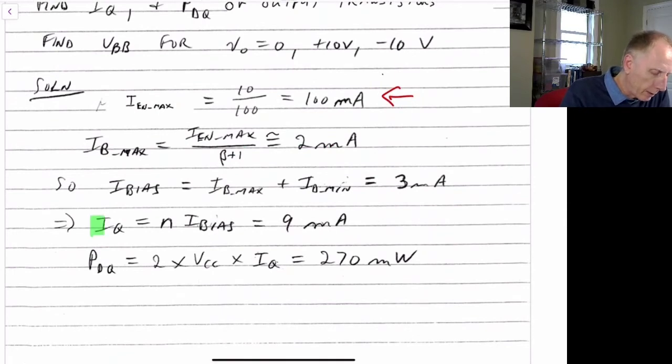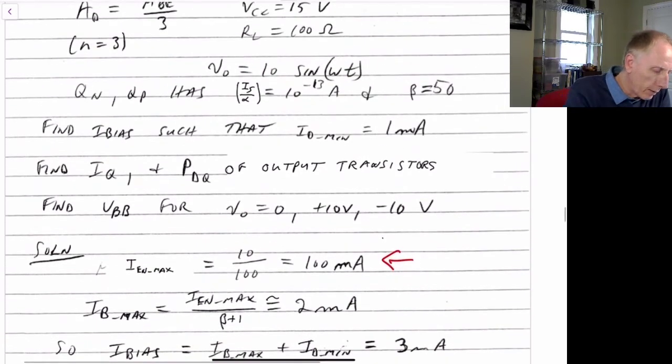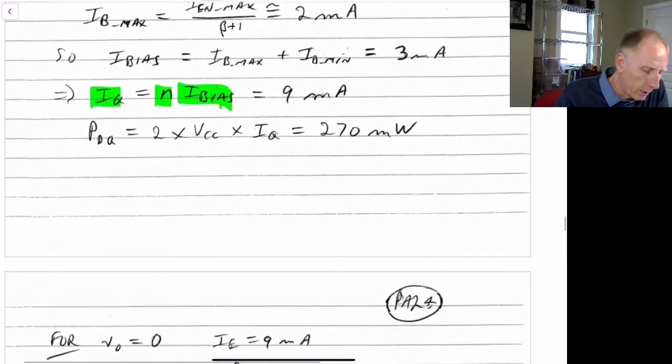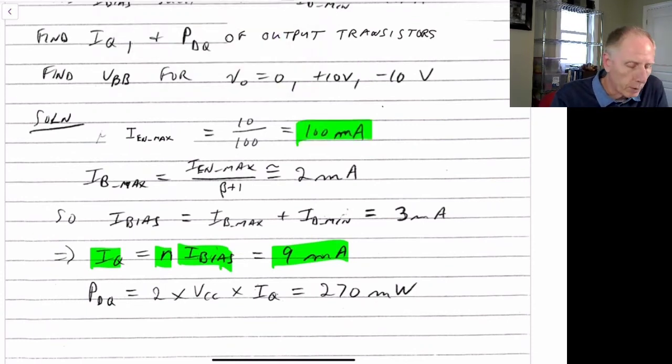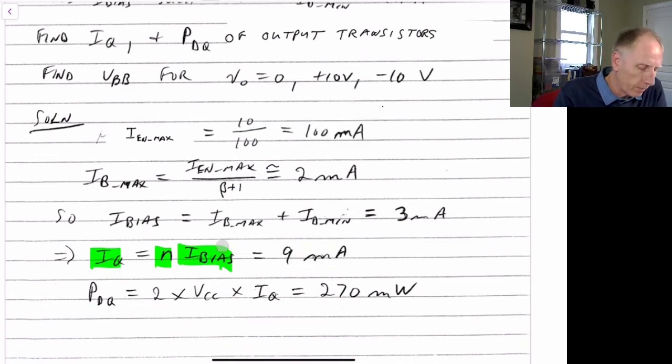Now we have that IQ is N times I bias. So we have that N was given as 3, if you recall, that was up here, the ratio of the area of the power transistors to the diodes. So we have that IQ must be 9 milliamps. So in this particular example, we found that our quiescent current is 9 milliamps, whereas our peak output current is 100 milliamps. So it's about 10% of our maximum current. So that's the extra quiescent, or the extra power that we've added on to this power amplifier.